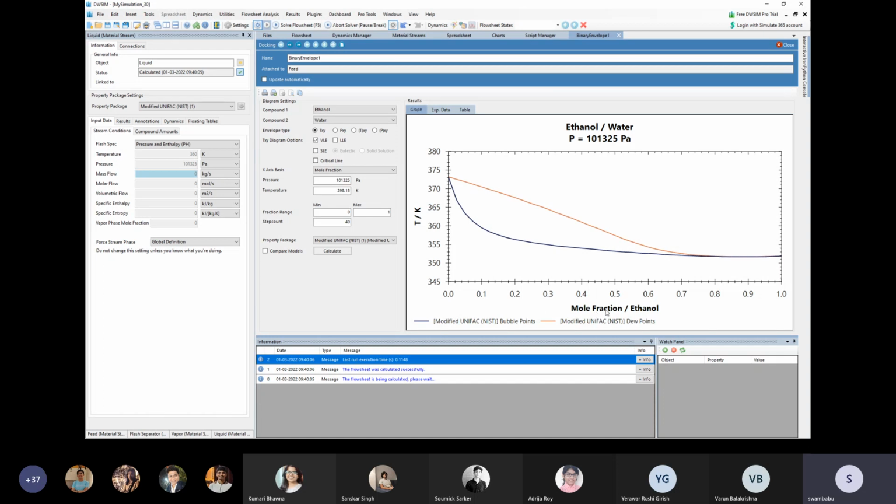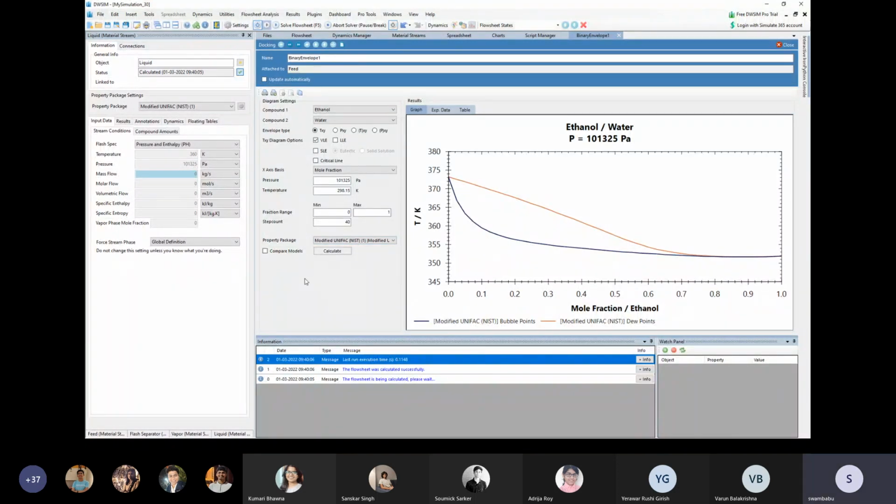On the x-axis we have the mole fraction of ethanol varying from 0 to 1, and the y-axis is the temperature. You can see the blue line is the bubble point, and the orange line is the dew point temperature. This is the vapor liquid equilibrium data generated using the property package NIST.